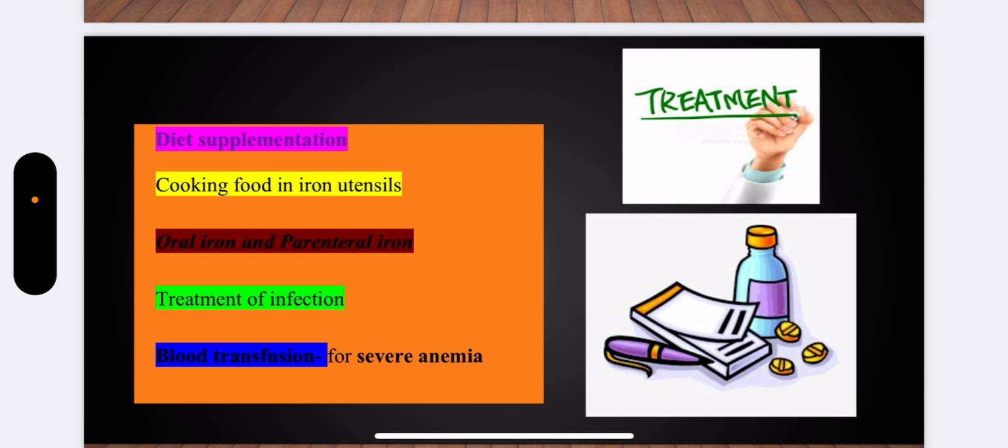Also, preferably there is transfusion of fresh blood, because around 80% of the red blood cells, they survive after 24 hours of collection of blood, and 1 unit of blood, it increases hemoglobin by around 1 gram percentage.